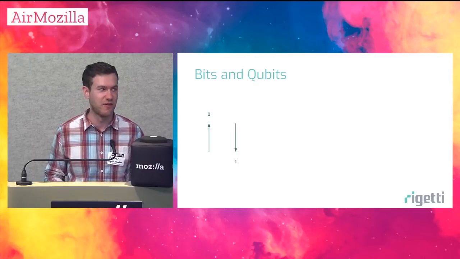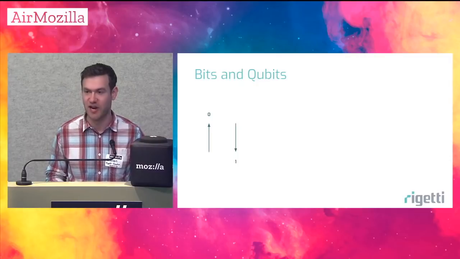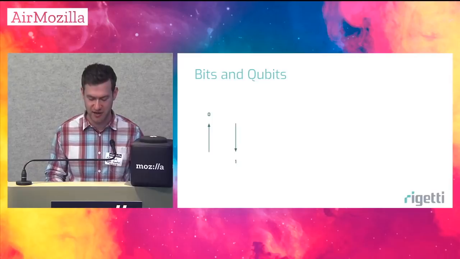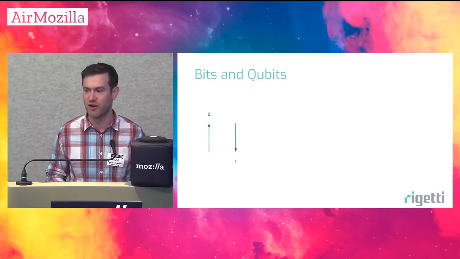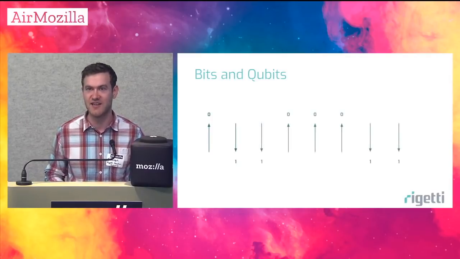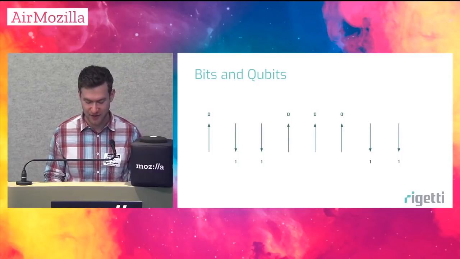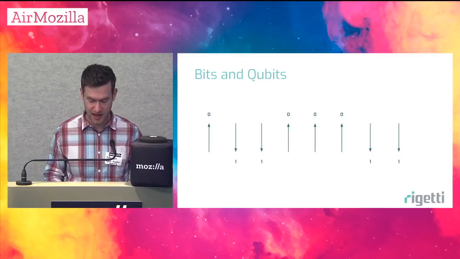I'm sure you're all intimately familiar with the bit. A bit can encode a single piece of binary information, a 1 or a 0, which I'm representing here with up and down arrows. So to represent more information, we simply have to add more bits. The storage and manipulation of bits is the foundation of classical computing.